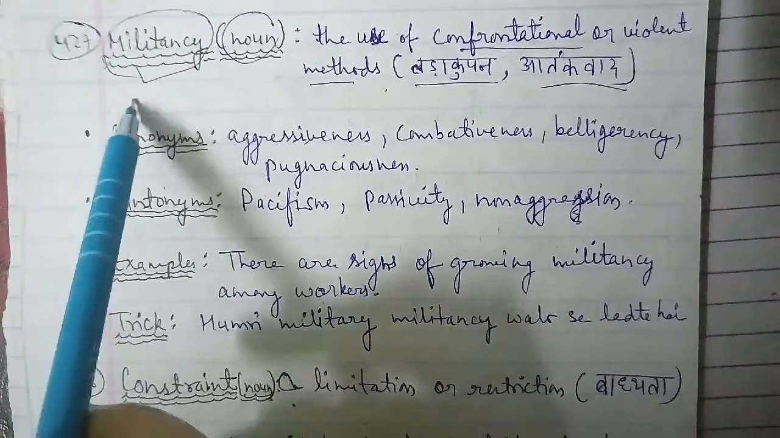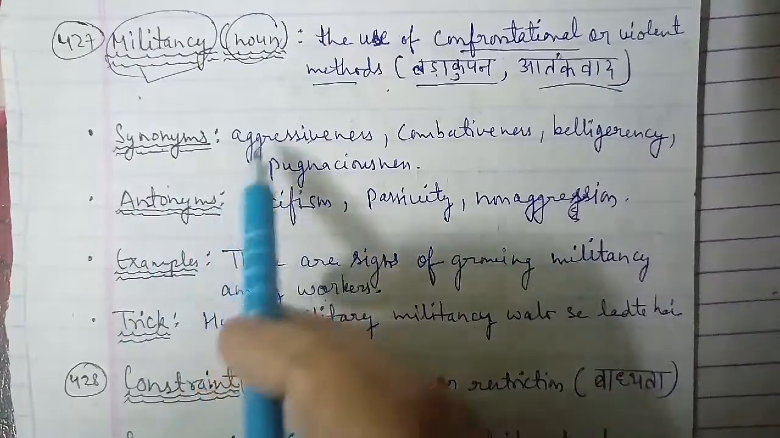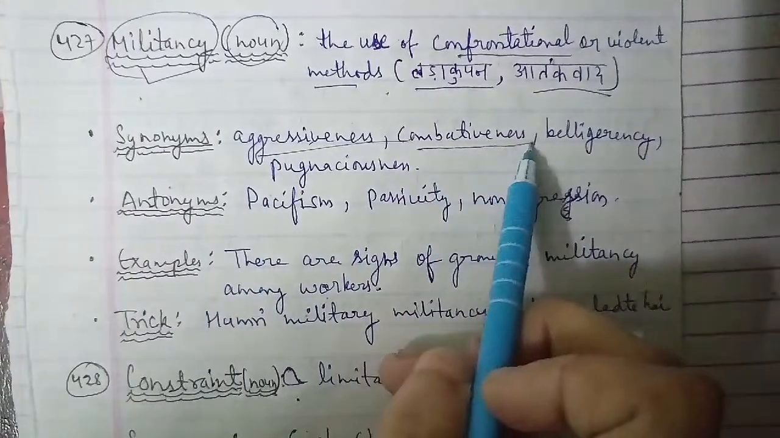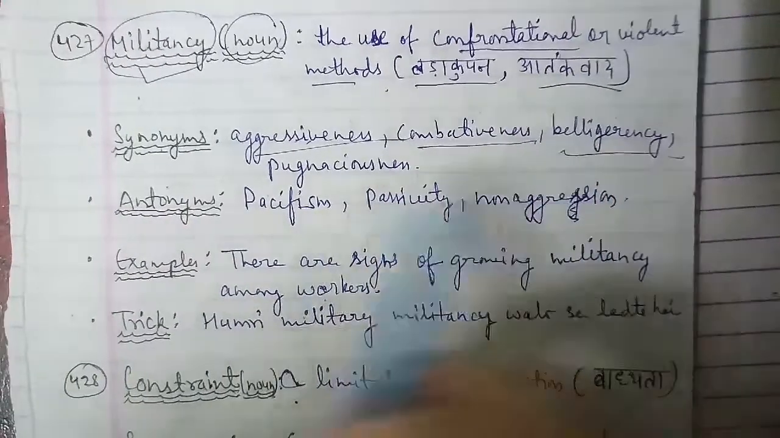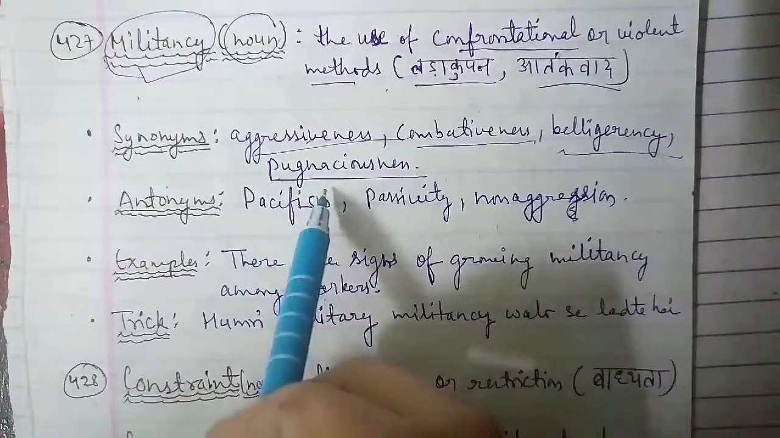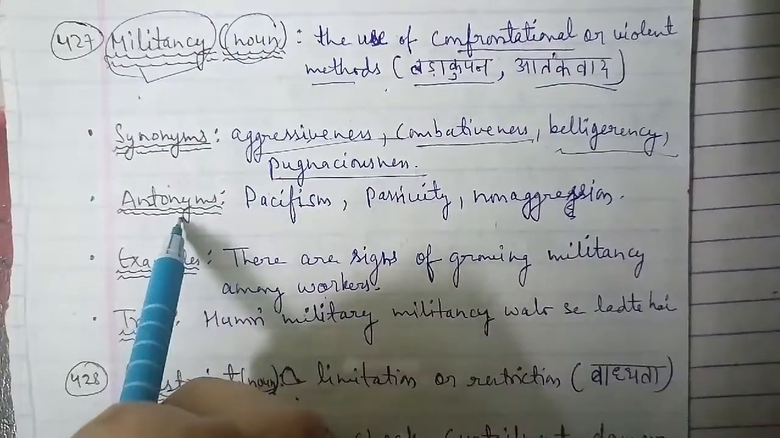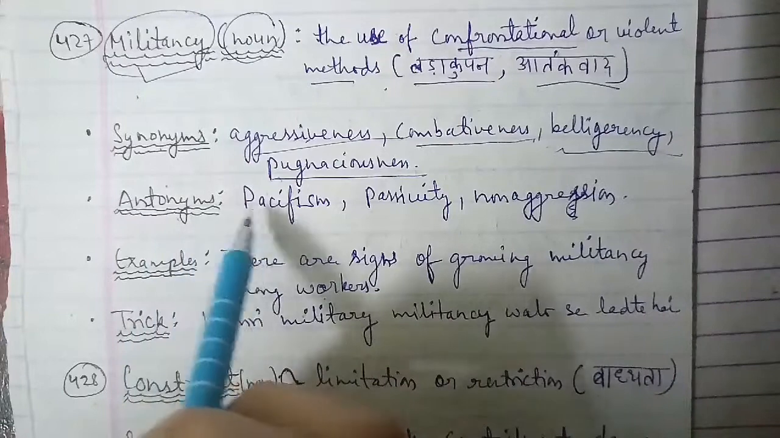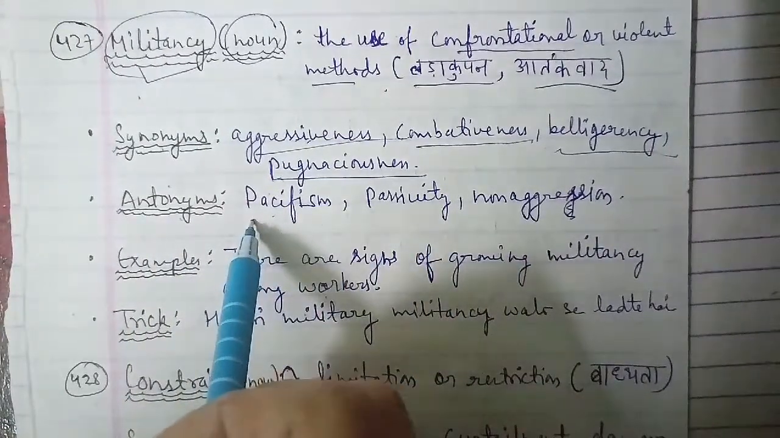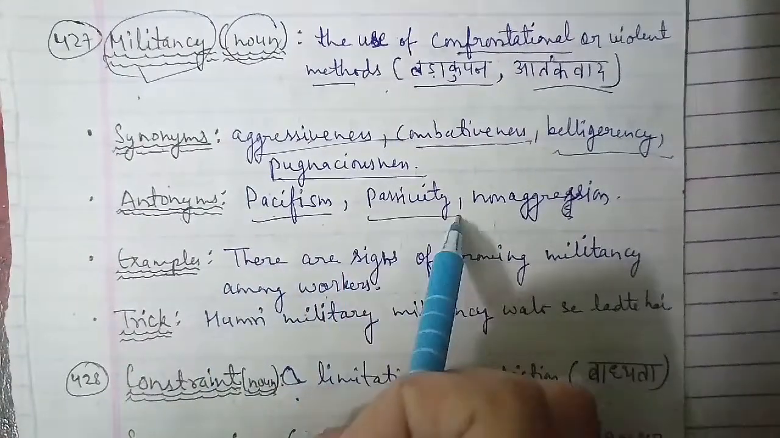Now the antonyms of militancy that we have to discuss here. These were the 3 antonyms here. The first antonym of militancy is pacifism, second is passivity, third is non-aggression. These were the 3 antonyms of militancy as used here. Now dealing with the examples of militancy: there are signs of growing militancy among workers. So they are the signs of growing militancy among the workers. This is the example of militancy here.